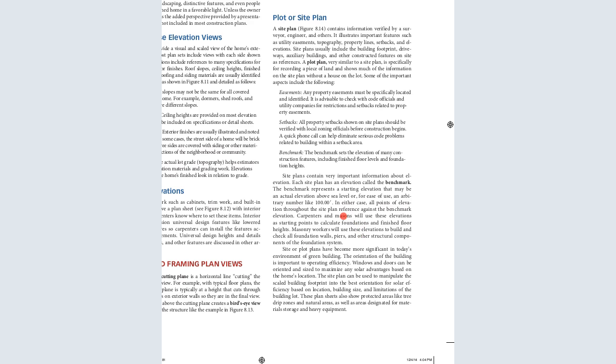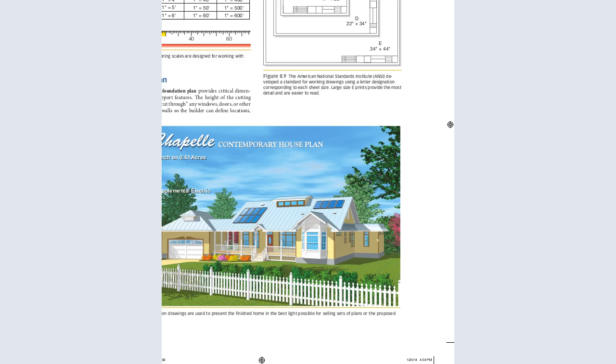And then the site plans contain very important information about elevation. Each site plan has an elevation called the benchmark. So the benchmark represents a starting elevation that may be the actual elevation above sea level, or for ease, an arbitrary number like 100 inches. So those are the site plans and the plot.